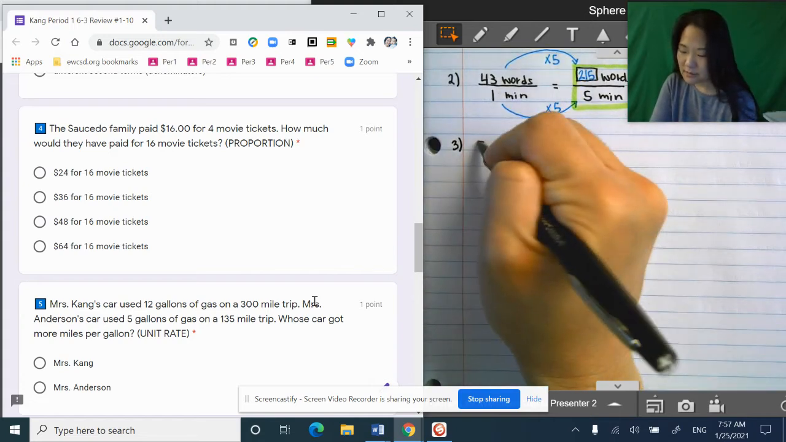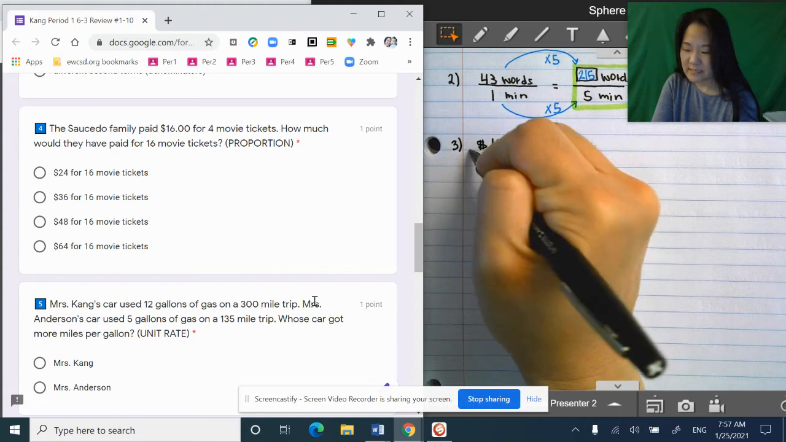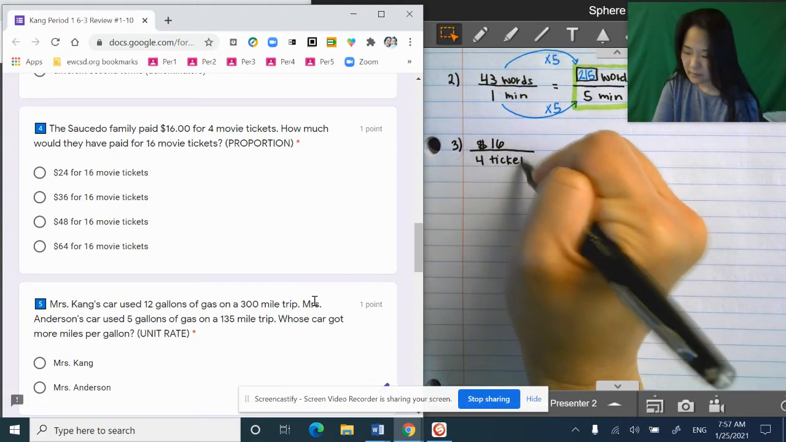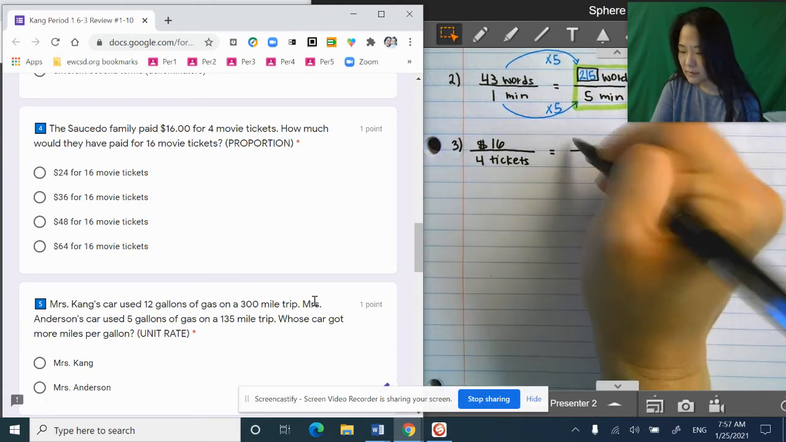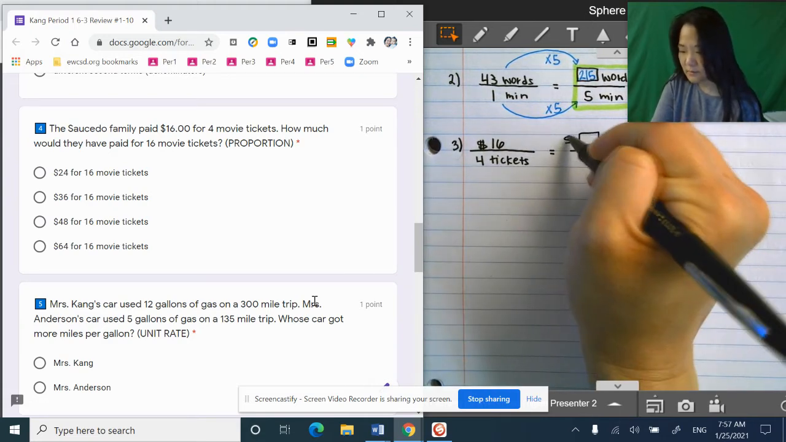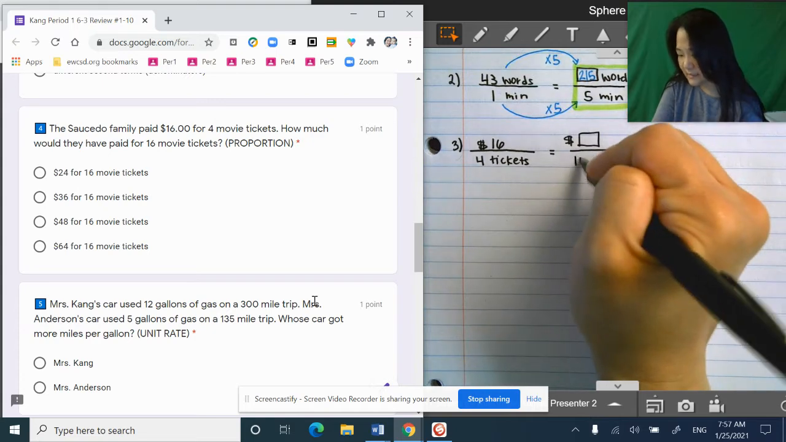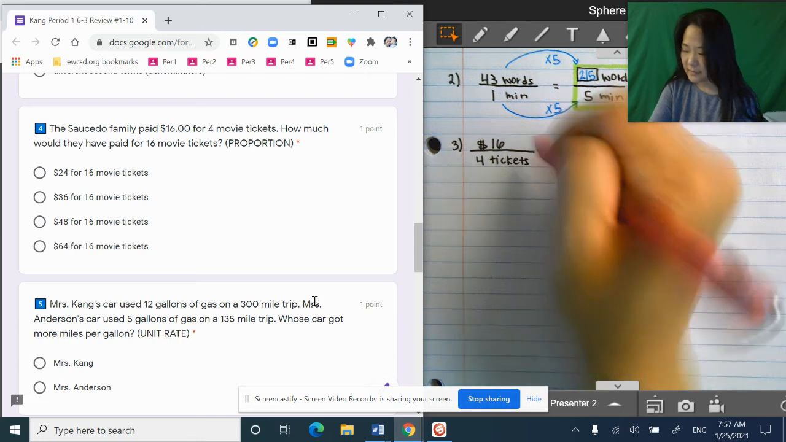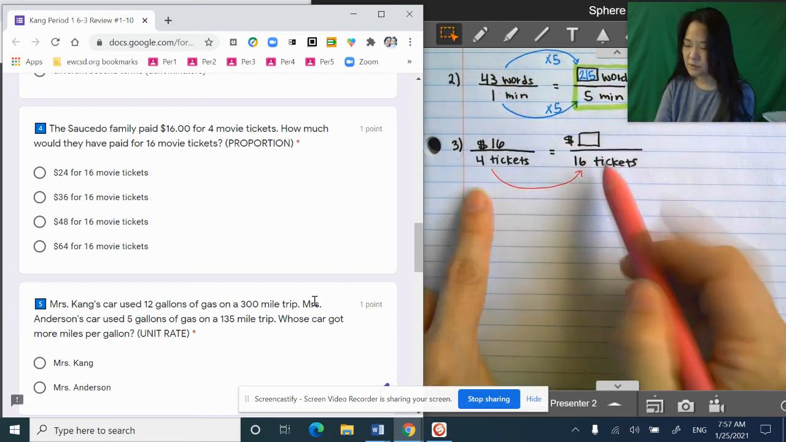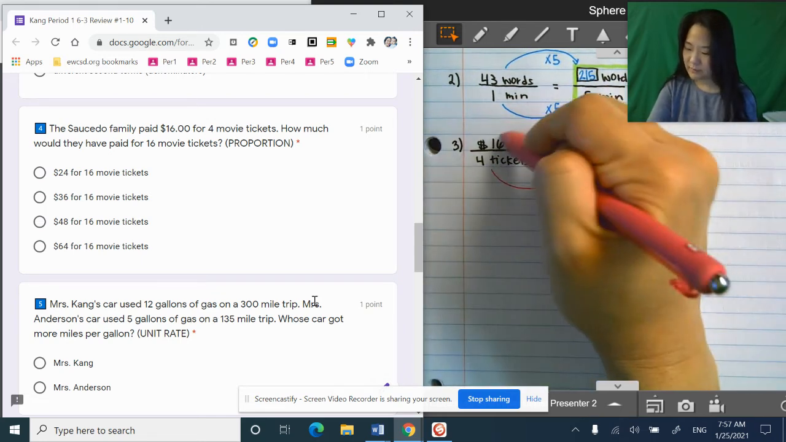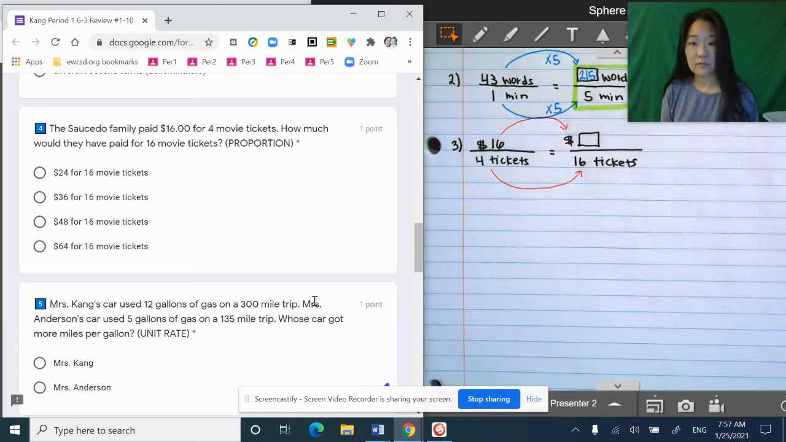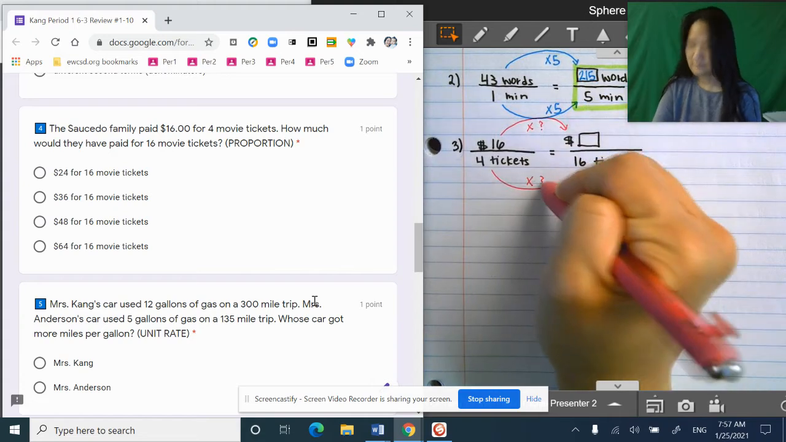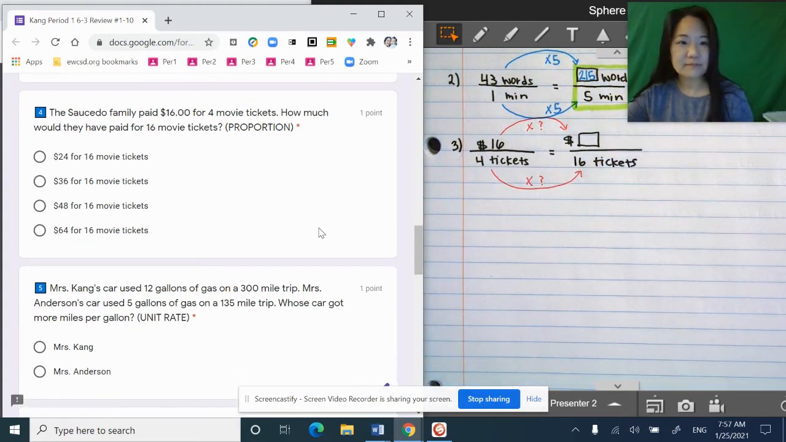Okay, money always goes on top. So first I'm gonna put $16 for 4 tickets. Set it equal to blank dollars for 16 tickets. And to find the blank, we do the multiplicative relationship, which is first you do the 1 here, and then whatever you get there, you do the same thing here. Okay? Multiply by what? Multiply by what? All right. Number 5.